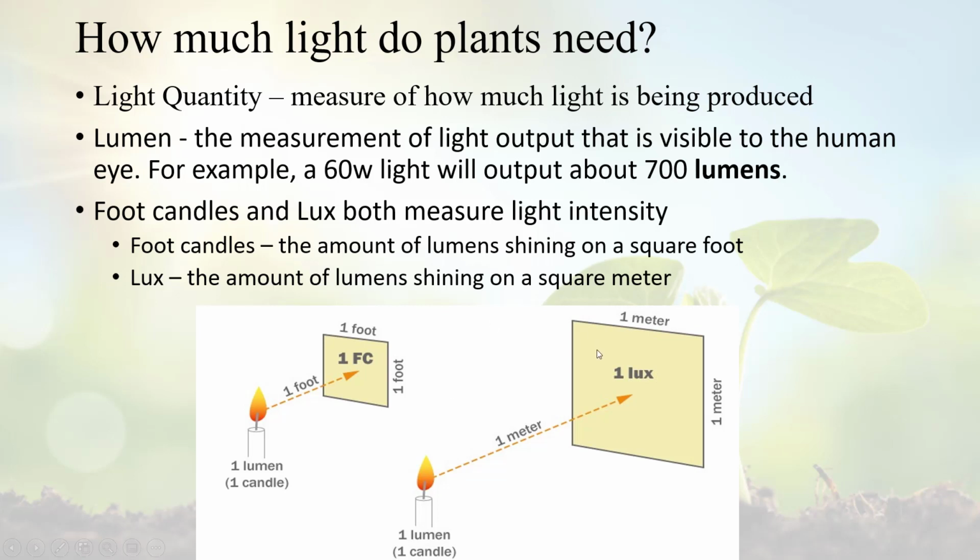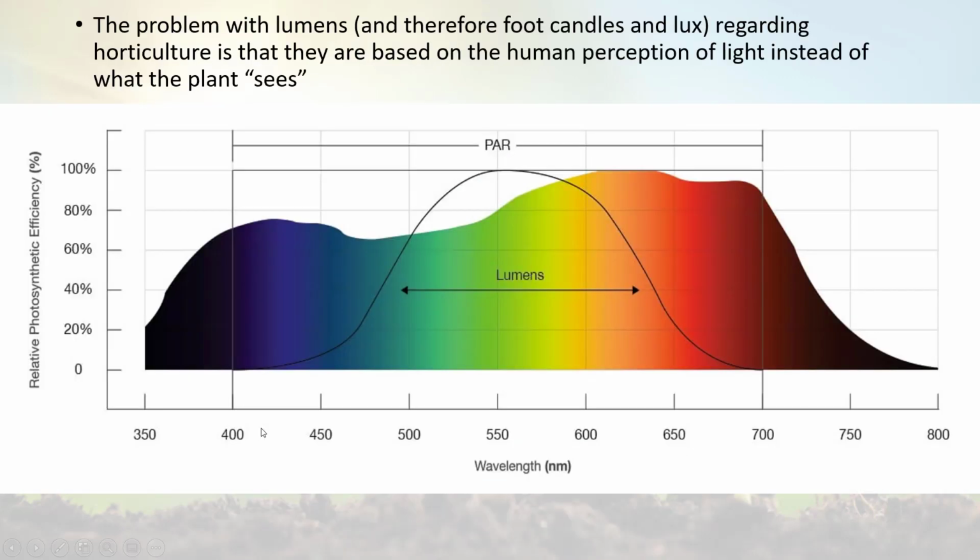Now, the problem with this is that both foot candles and lux are based on lumens. And again, lumen is a measure of light output that is visible to our human eye, right? It's the measure of light that we see when a candle is lit, 1 lumen. But if we look at our PAR graph here, remember, this is our photosynthetically active radiation from 400 to 700 nanometers. If we look at lumen, or the light that we see with our eyes, we could see that human perception of light is biased towards this green and yellow light, right? It's biased right towards here.